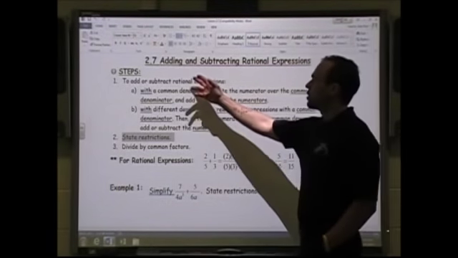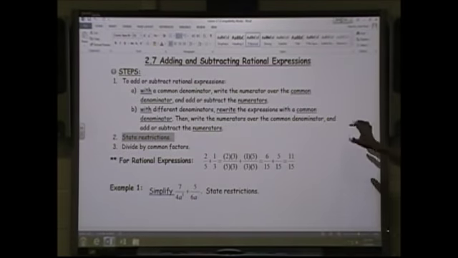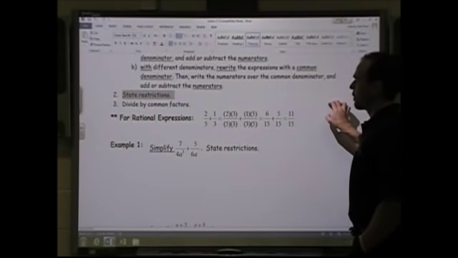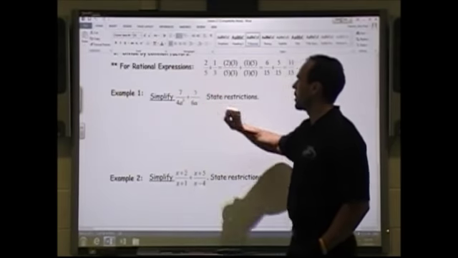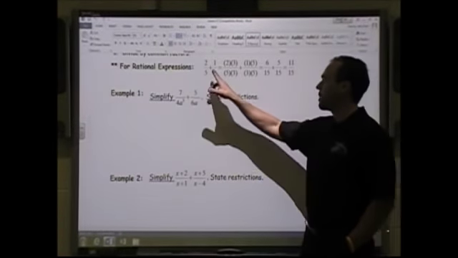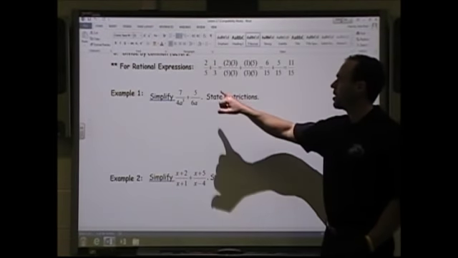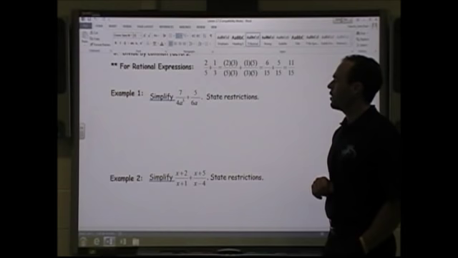Okay, so 2.7, adding and subtracting rational expressions. So again, you got to remember how to add and subtract fractions. So I'll just scroll up here for rational expressions. When you go to add fractions, just remember if we have a simple problem like this, 2 over 5 plus 1 over 3. Well, how do you do that?